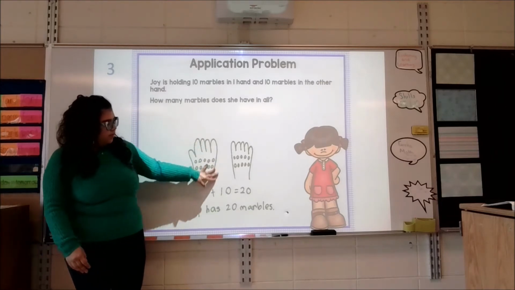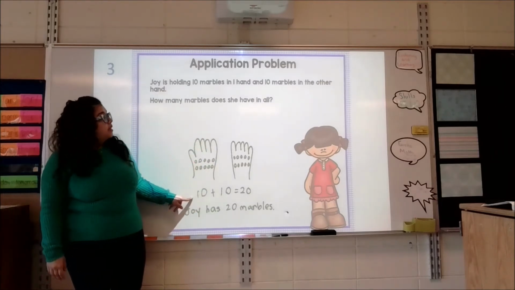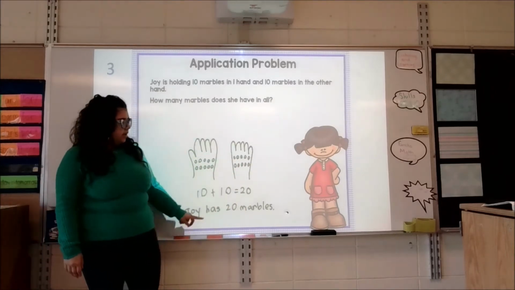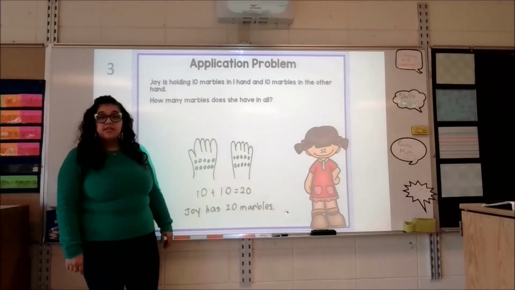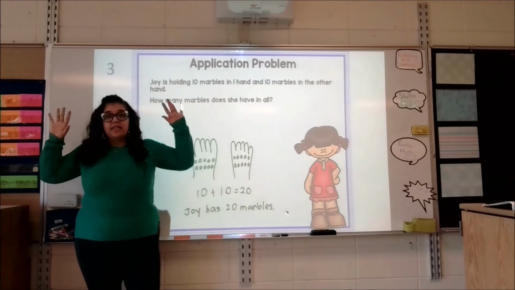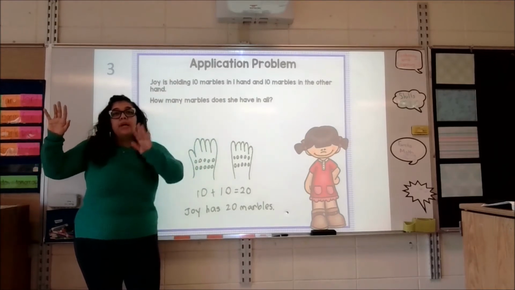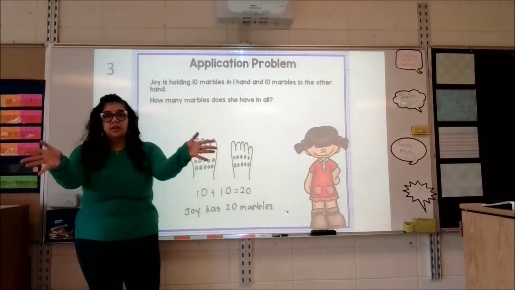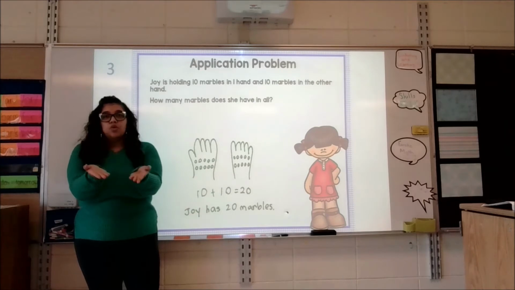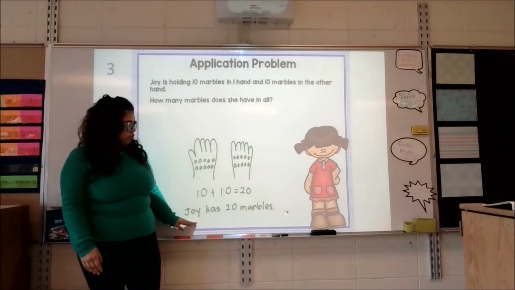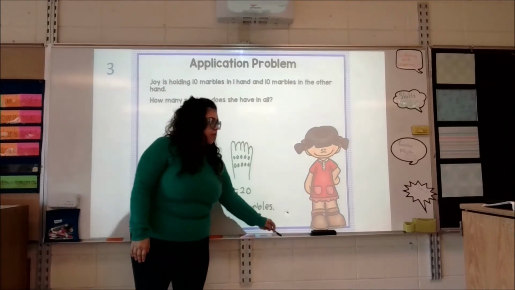So there's how many marbles in one hand? 10. How many marbles in the other hand? 10, which tells us that we have 10 and 10, or 10 plus 10 is 20. Our word answer: Joy has 20 marbles.